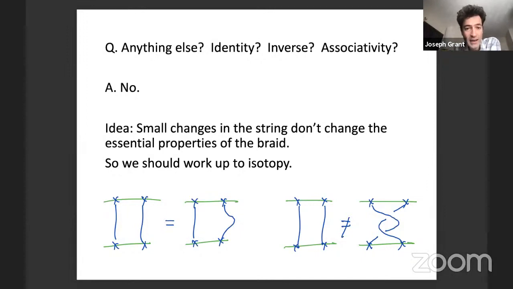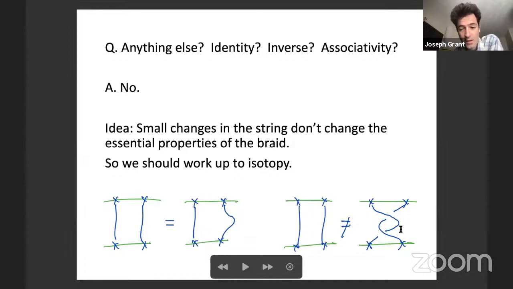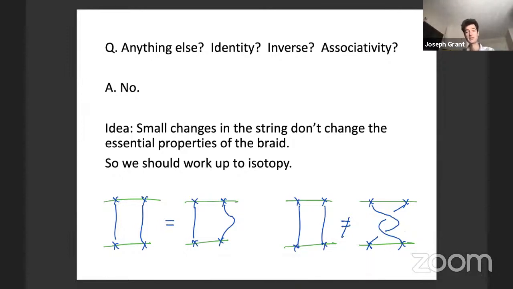Okay, but we can be a bit cleverer again. Really, we should only care about certain aspects of our braids. If we make some small change, as I've illustrated on the bottom left here, I've just moved one of my strings slightly. This shouldn't really change the essential properties of the braid. So perhaps we should work up to isotopy. We allow these small changes, but not any change. So these two things on the bottom left should be thought of as the same. But on the bottom right, I've drawn two braids which are not isotopic and should not be thought of as the same.